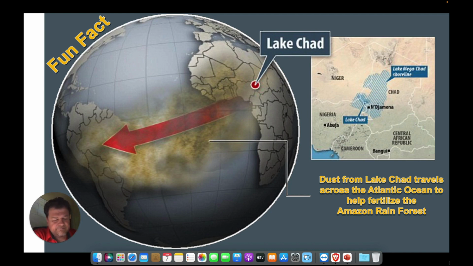So what's interesting about this is the dust from that ancient lake is being kicked up by the wind, and that dust is traveling all the way from Africa. And what it's doing is it's helping to fertilize the Amazon rainforest, because all the rains that are falling in the rainforest wash away a lot of the nutrients, and many of those nutrients are being replenished by the dust coming across the ocean from that ancient lake. So I thought it was an interesting fun fact.